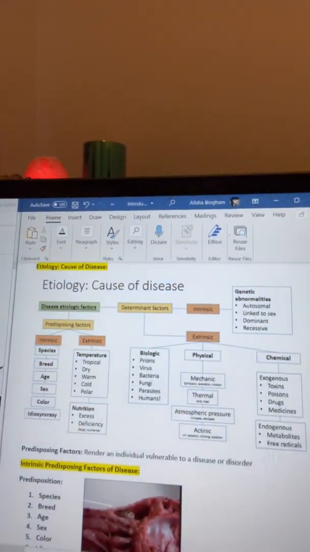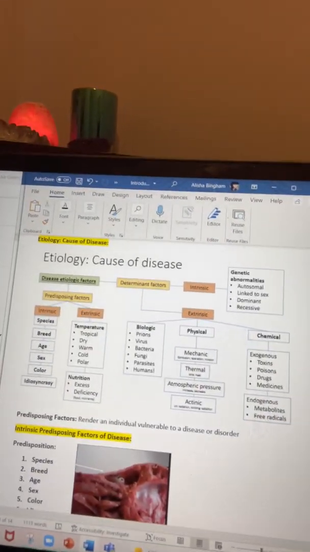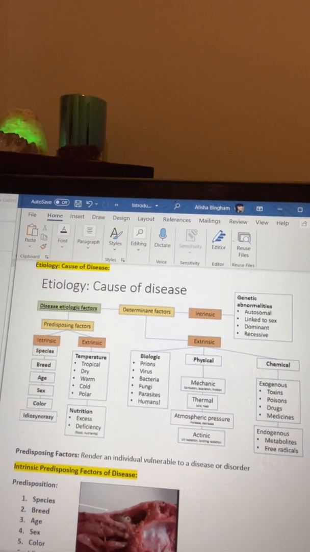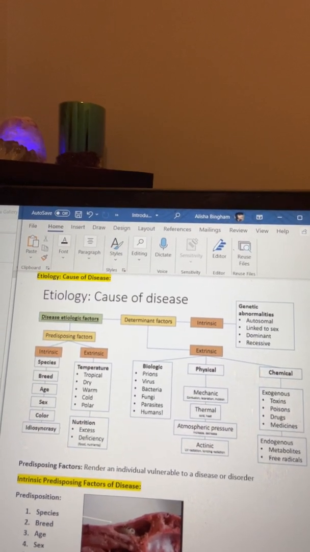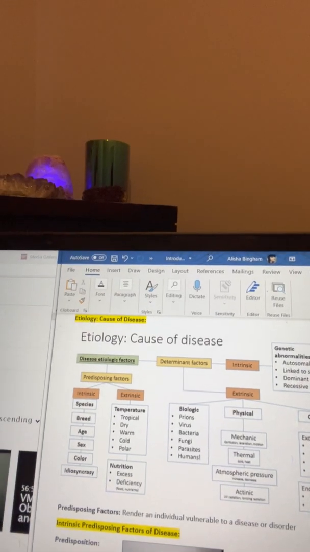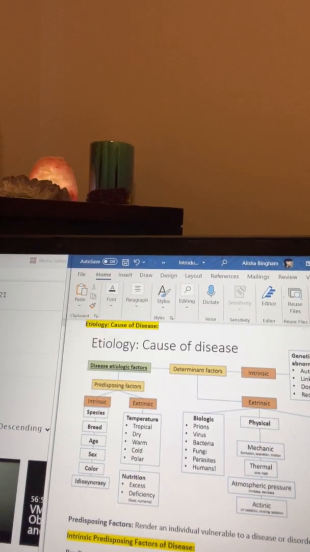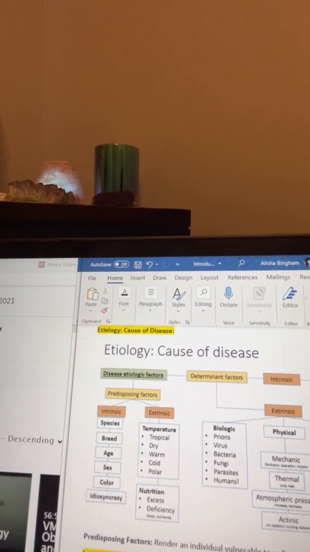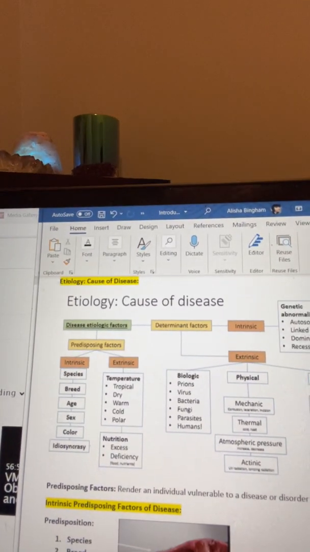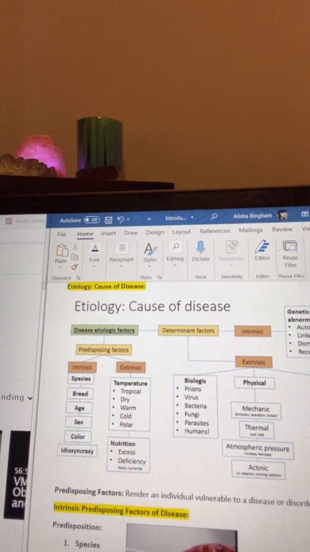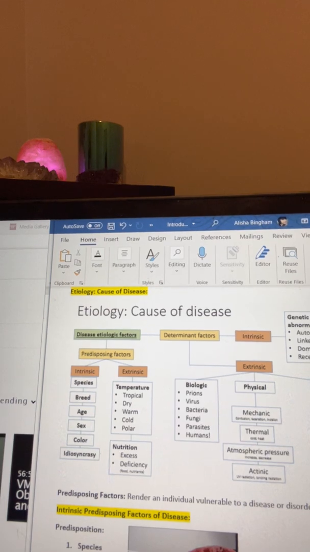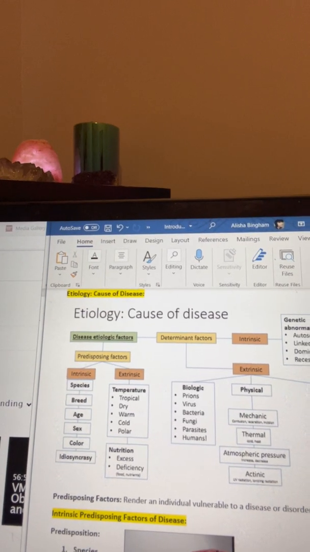So here I'm going to show you this diagram here so I can stop talking for a minute. But here we have disease etiological factors, so we have predisposing factors, we have intrinsic and extrinsic. So intrinsic includes species, breed, age, sex, color, and idiosyncrasy, whereas extrinsic includes temperature, so tropical, dry, warm, cold, or polar, and then we have nutrition, so in excess or deficiency.